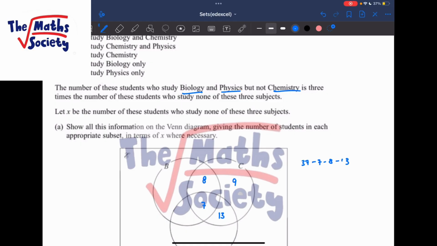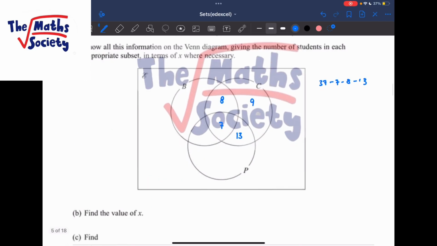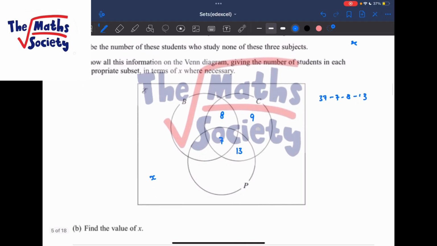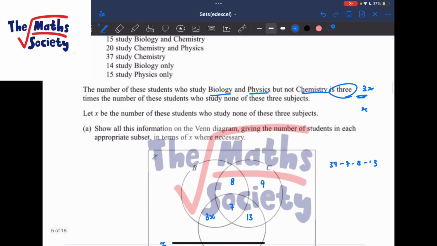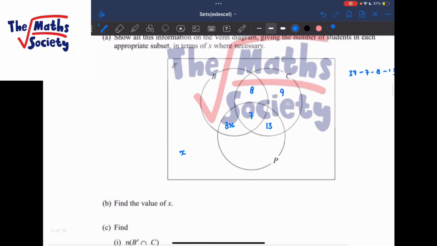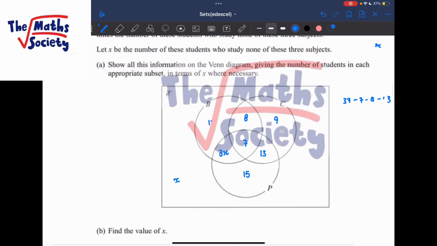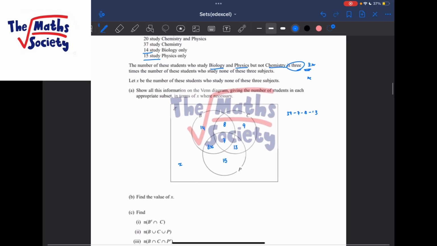So not chemistry is 3 times. So it says 3 times, so we can put it as 3x and x. Then the number of students who study none of these 3 subjects, so none of these would be x. And it's the one that studied 3 times biology and physics, so bio and physics is 3x. So that's going to give you that, and we're going to end up with 15 studies. Here it says that 15 study physics only, and then it says that 14 study biology only. So this is how you get the Venn diagram sorted.